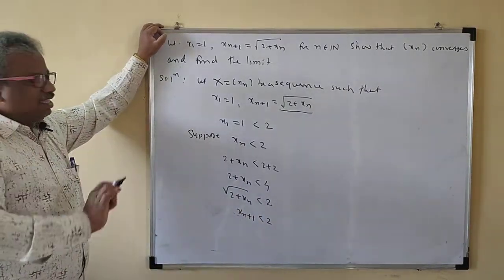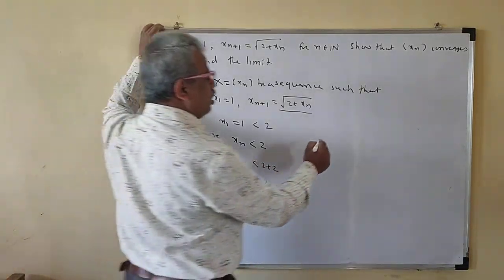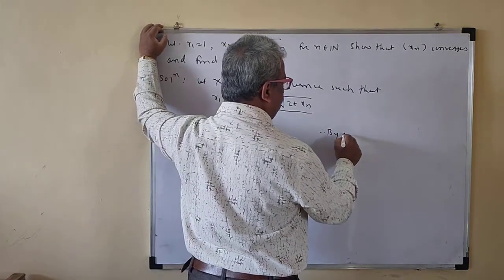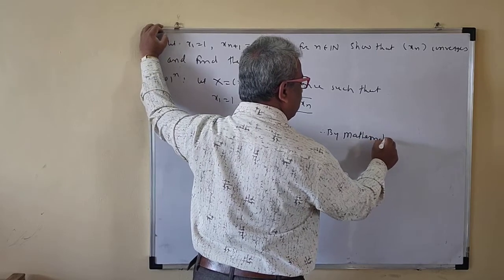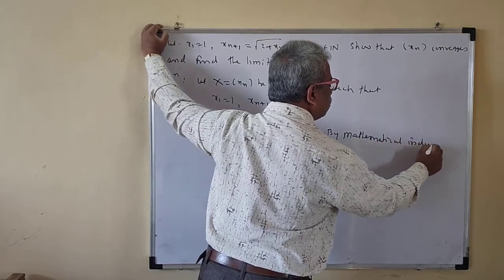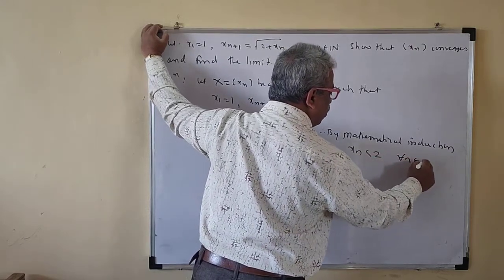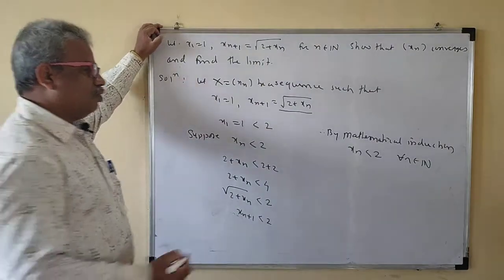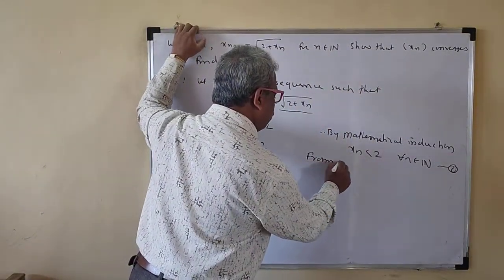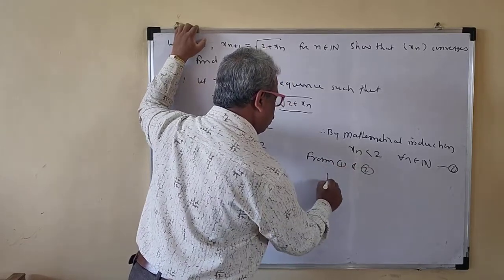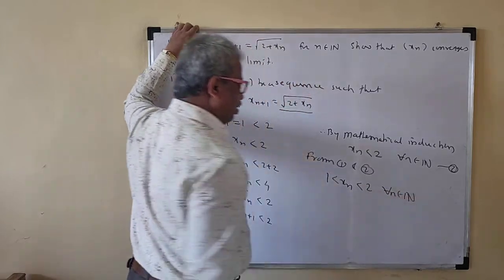So I have taken xn is less than 2 and I have proved that xn plus 1 is also less than 2. Therefore, by the principle of mathematical induction, xn is less than 2 for all n belongs to N. I call this 2. So from 1 and 2, 1 is less than xn is less than 2 for all n belongs to N.